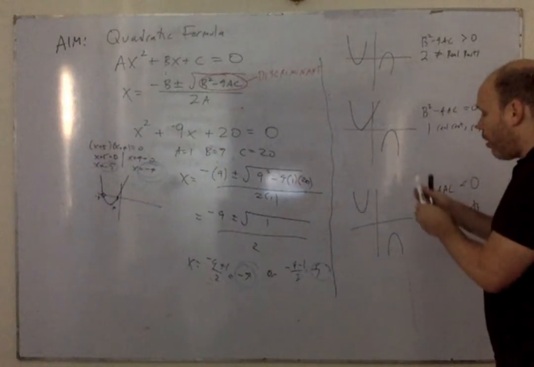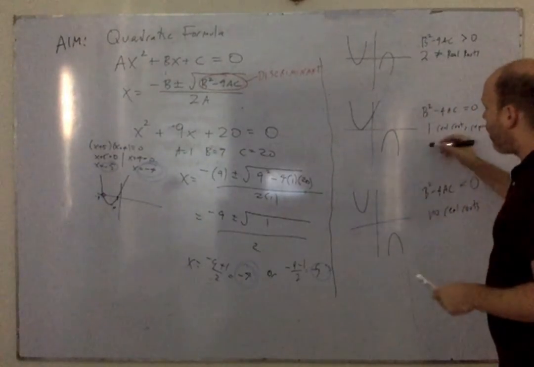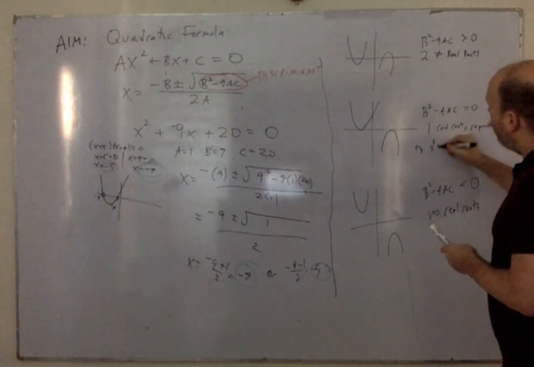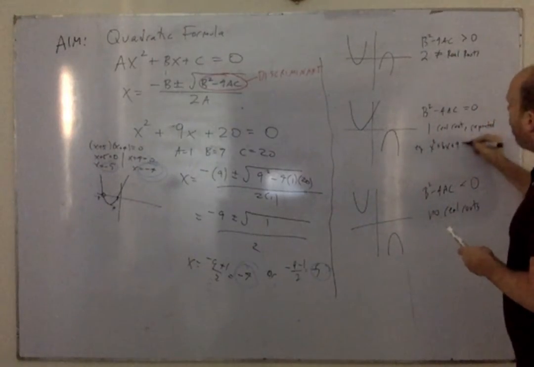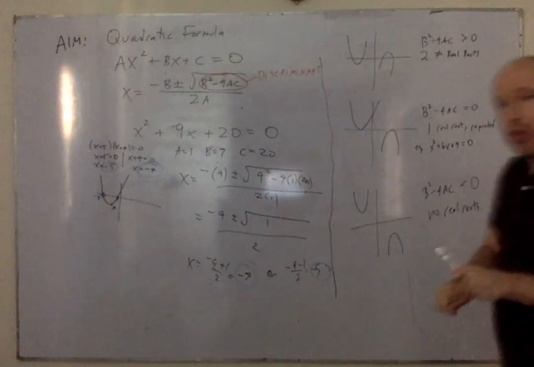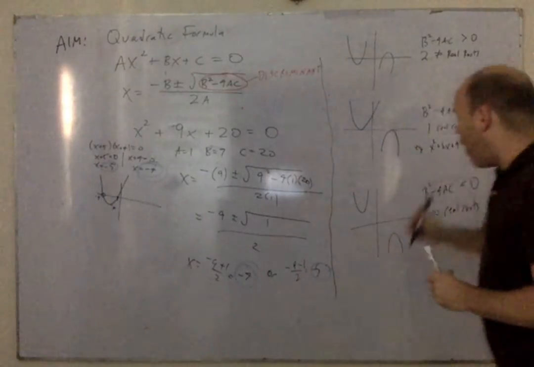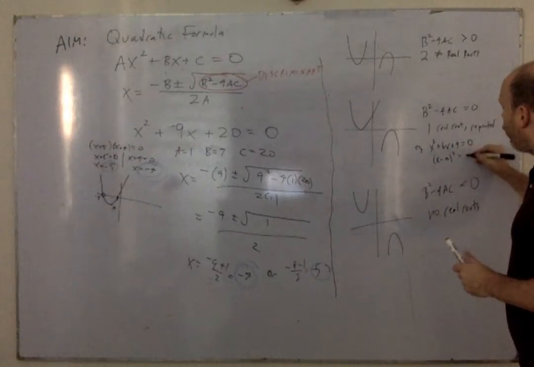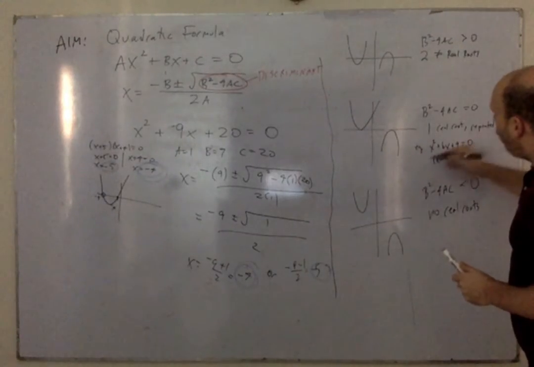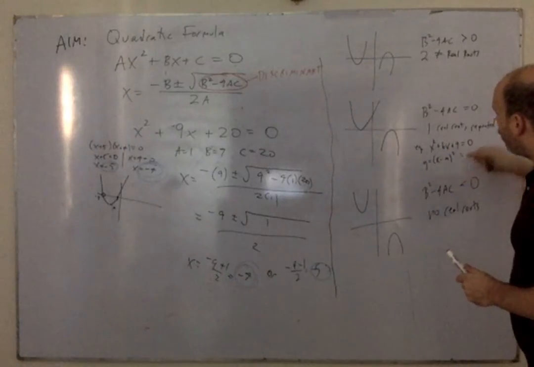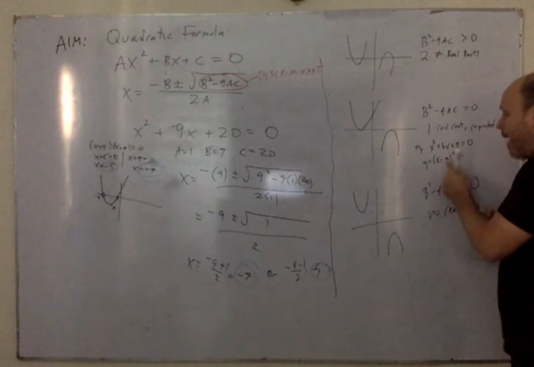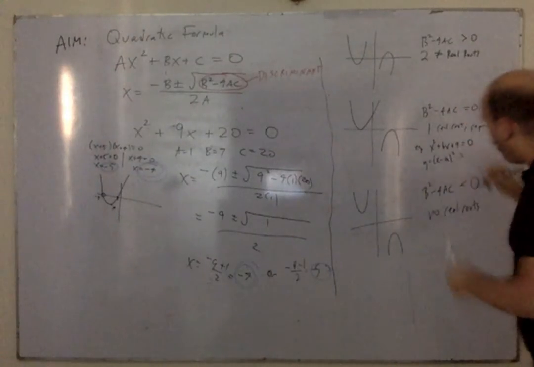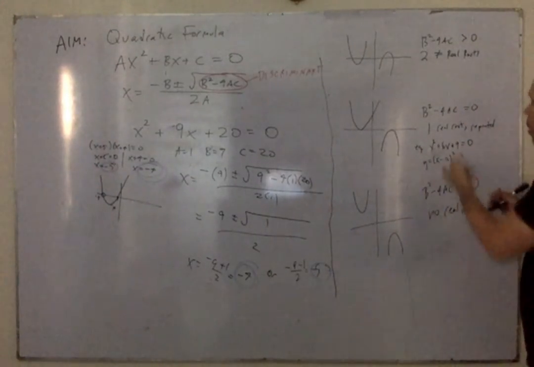I'll give you an example of an equation that just touches the axis. An example is x squared plus 6x plus 9 equals 0. Or you can go to Desmos and type in y equals x minus a, squared. For any a value, the parabola will just touch the x-axis.